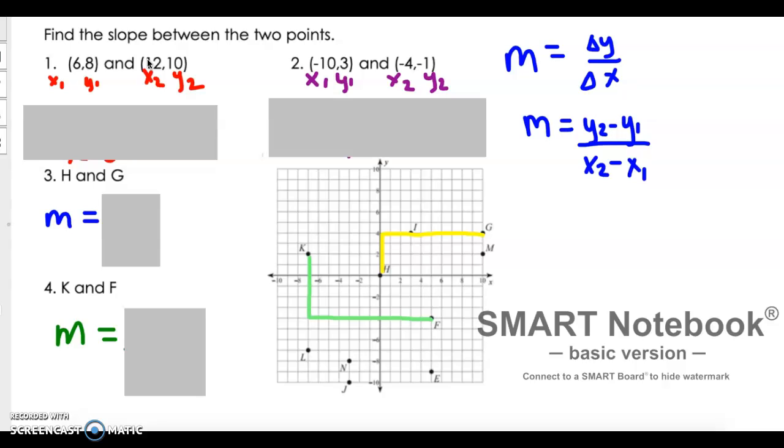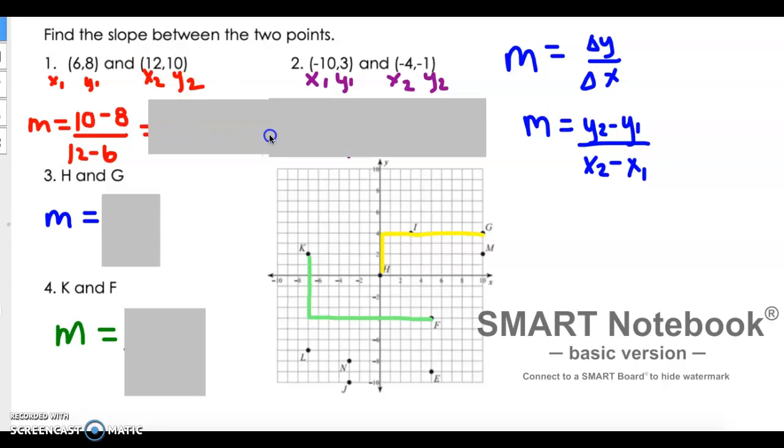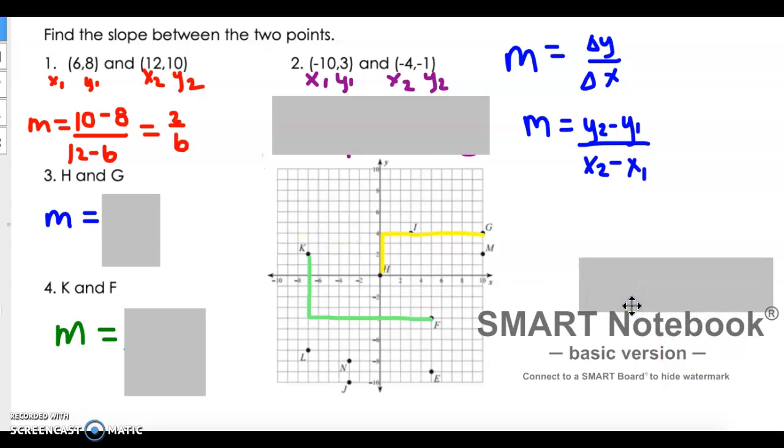Once you label your points, your coordinates, you just want to substitute them into the formula. So here the slope, which is variable m, is going to be equal to 10 minus 8, so that's y2 minus y1, over 12 minus 6, which is x2 minus x1. So 10 minus 8, we know that is 2, and 12 minus 6 is 6. So the slope here is 2 over 6. You can simplify that if you would like to, but you do not have to. You can just leave it as 2 over 6.